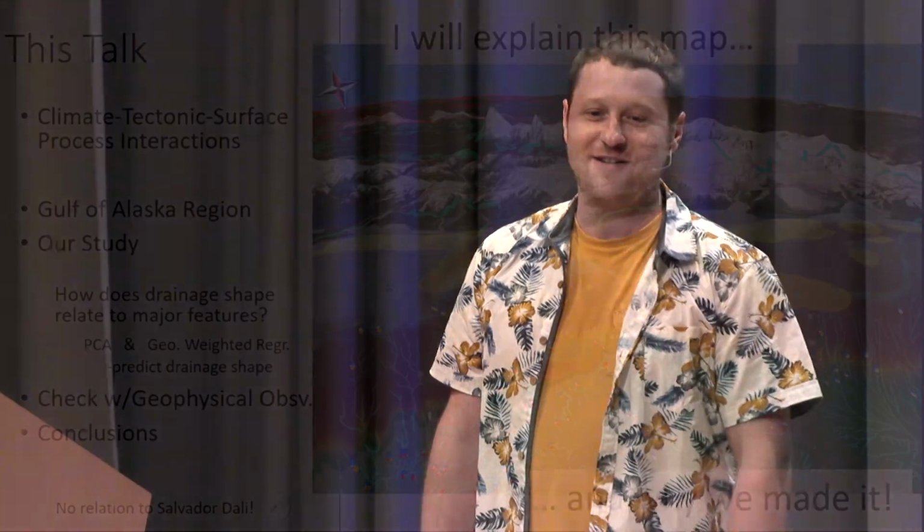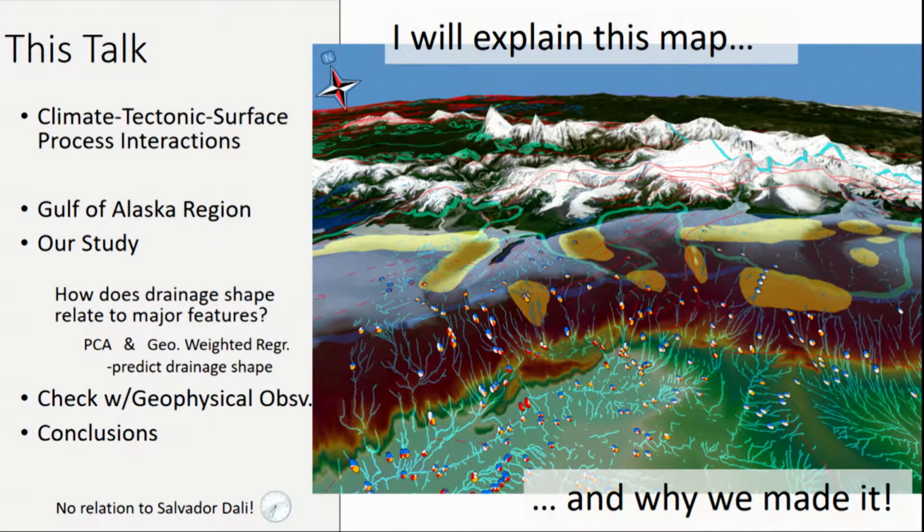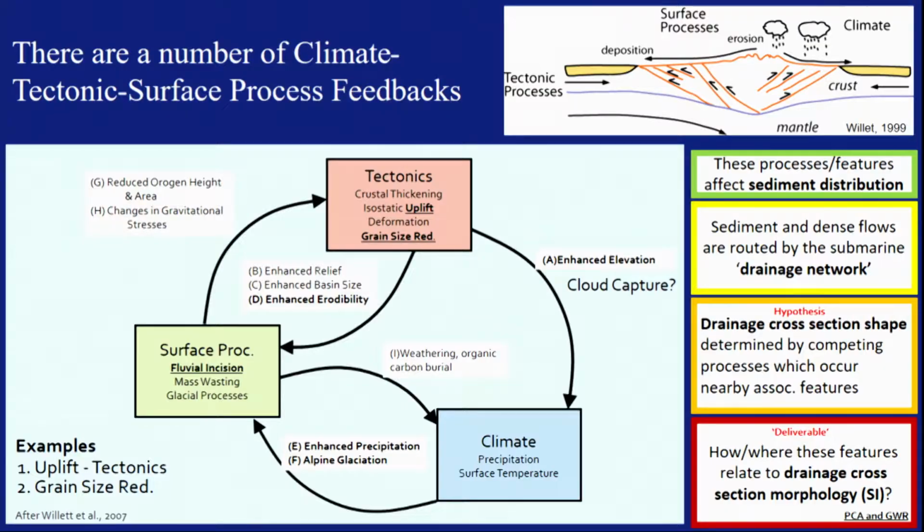What I'm going to talk about today is climate, tectonic, and surface process interactions in the Gulf of Alaska. Specifically, our study is to relate how drainage shapes relate to major features that we see. We're trying to use principal component analysis and geographically weighted regression to predict the shape index, which is related to the drainage shape. And then we're going to check our results with geophysical observations.